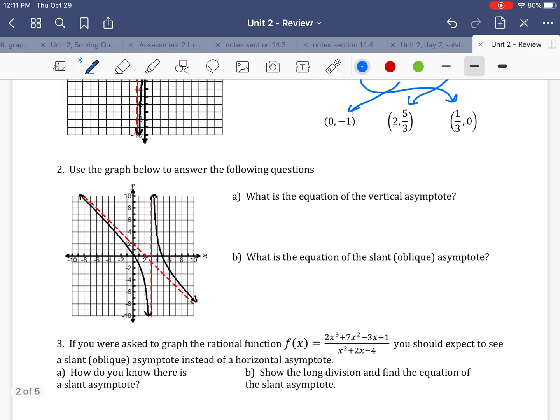All right, this next one down below. What's the equation of the vertical asymptote? So I see that at -3, at +3. All right, and the equation of the slant or the oblique asymptotes. Now remember that these asymptotes are not really on the graph. They're not really there. I put them there to kind of highlight them in a way. But here's our slant asymptote right there.